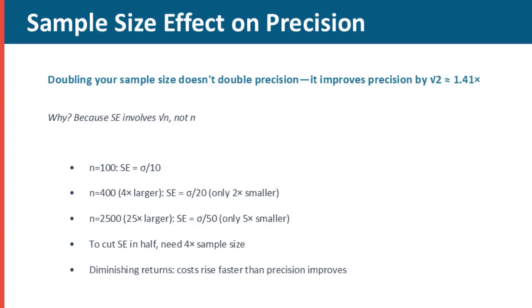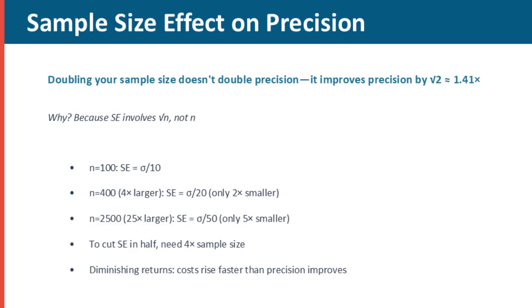Now, let's talk about sample size and precision. One of the most important insights in statistics is that doubling sample size doesn't double precision. Because standard error involves root n and not n, there is a square root relationship, right? Let me show the practical implications. To double the precision, you need 4 times the sample size. To triple the precision, you need 9 times the sample size. To cut the standard error by 10, you need 100 times the sample size.